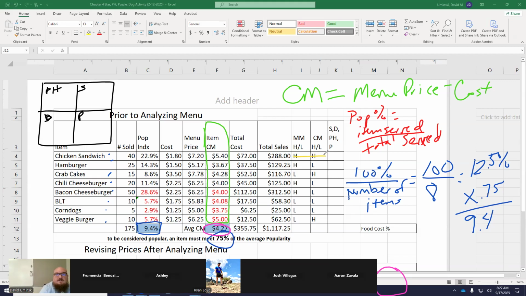So let's focus first on our high, high. High, high, that's a star. And we go down the list. That's my only high, high. So my only star is my chicken sandwich. Okay. And then we have low, low. So LL, that's my dog. That's going to be BLTs and corn dogs.